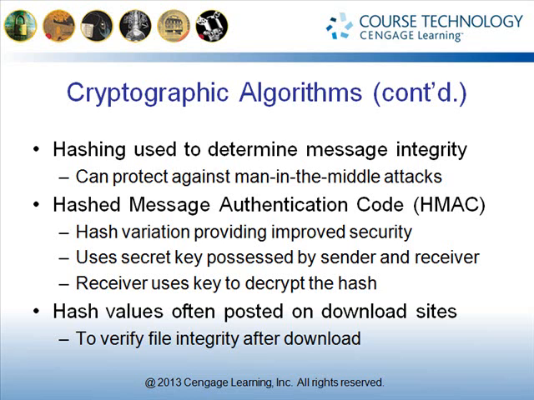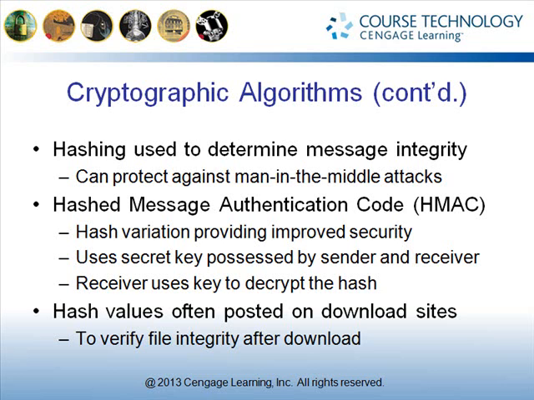Now, there is a variation that actually improves security, and it's called the hashed message authentication code, HMAC. HMAC begins with a shared secret key that's in the possession of both the sender and the receiver. The sender creates a hash and encrypts that hash with the key before transmitting it with the original data. The receiver uses their key to decrypt the hash and then creates their own hash of the data, comparing the two values. This HMAC is actually widely used by Internet security protocols to verify the integrity of the transmitted data that's done during secure communications.